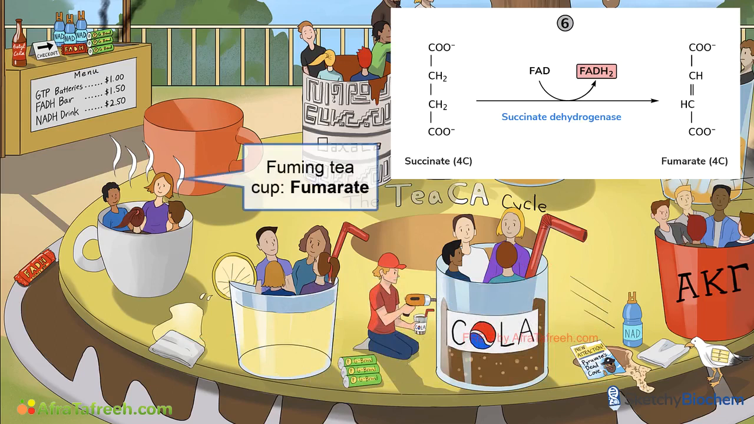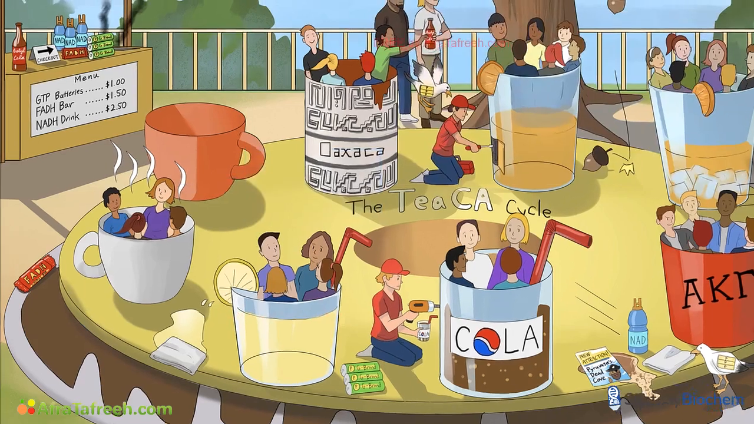We've got another foursome of writers sitting in a fuming teacup. Let's hope they make it out alive. This step produces our first and only FADH2, which is short for flavin adenine dinucleotide, and comes from riboflavin. You'll encounter an FADH energy bar nearby, which costs $1.50, and coincidentally provides 1.5 ATP during the electron transport chain and oxidative phosphorylation. Succinate dehydrogenase is found in the inner mitochondrial membrane, unlike all the other enzymes in the TCA cycle, which are found in the matrix.